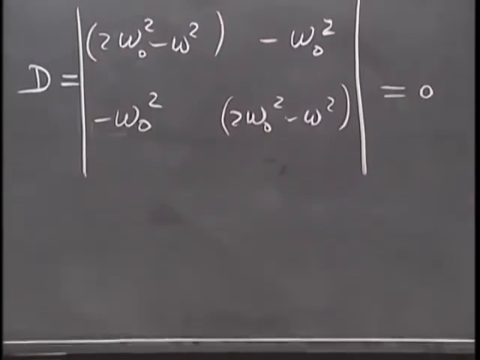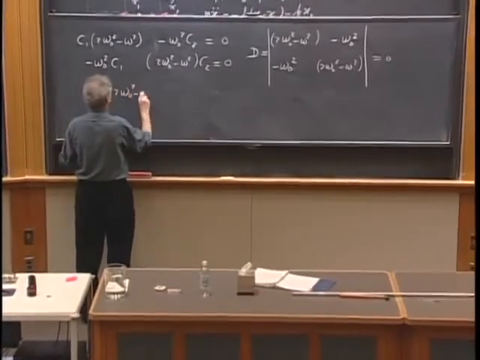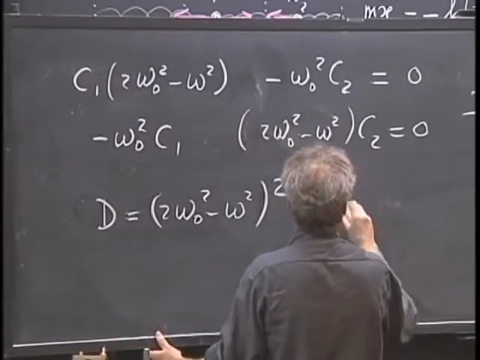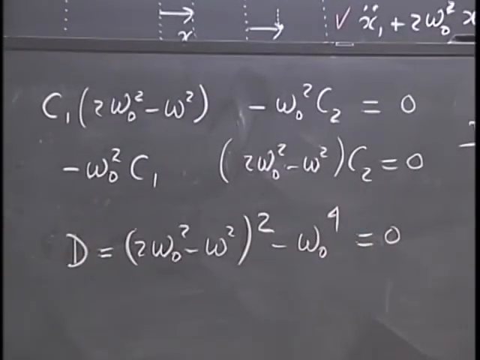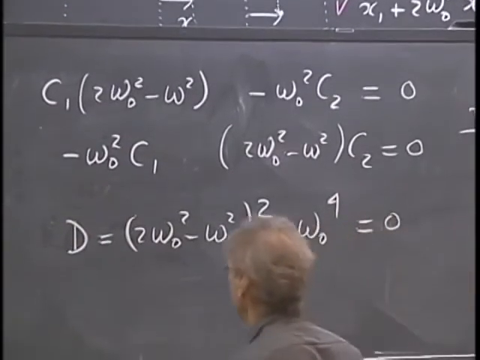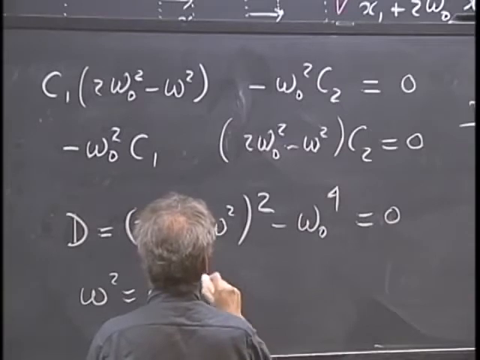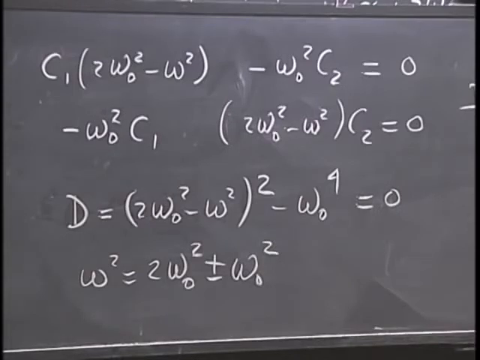And so that means that D, which now becomes 2 omega 0 squared minus omega squared, squared, minus omega 0 to the fourth, you have to make that 0. And when you do that, you find two values for omega. You find that omega squared is 2 omega 0 squared plus or minus omega 0 squared. Those are the two solutions. And when we evaluate those two solutions, you find a result which is so embarrassingly simple that you could almost have said that without any work, almost.